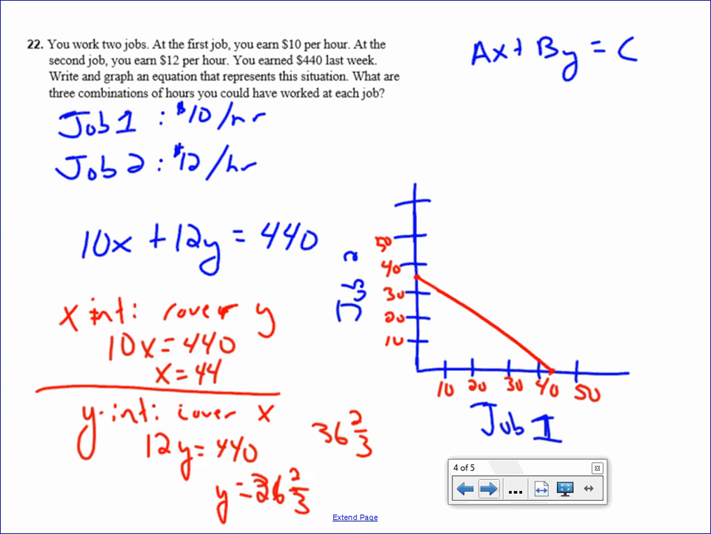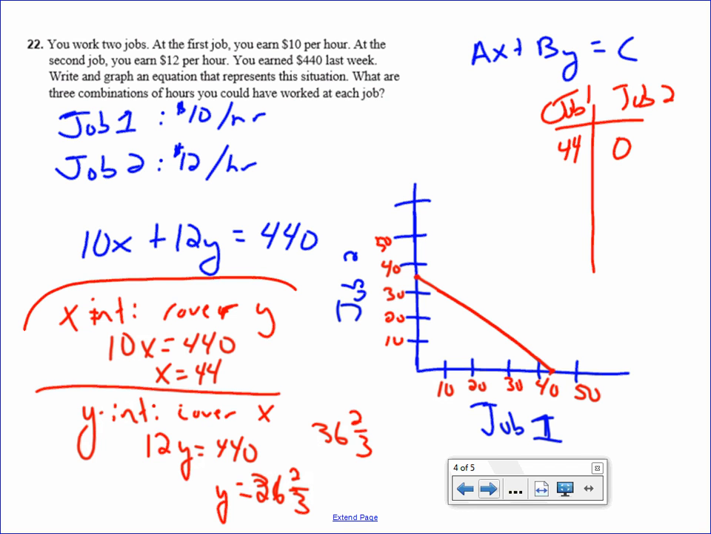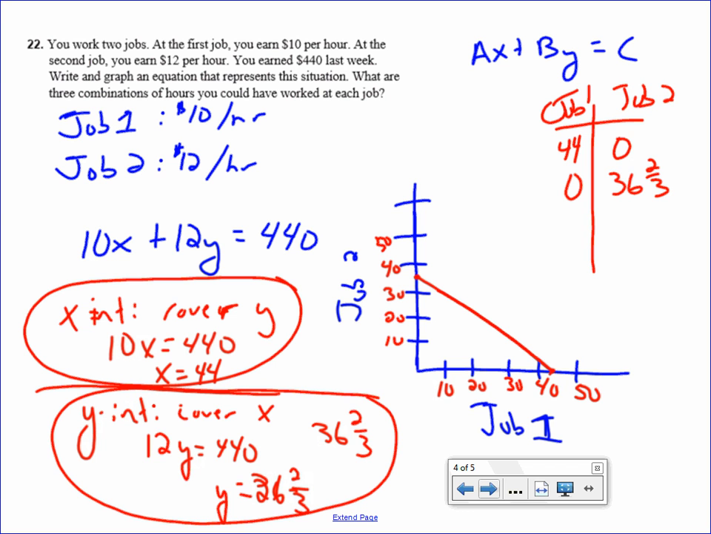So what are 3 possibilities for this? You may want to make a t-chart. Job 1, job 2. So I know that if I work at job 1, if I work 44 hours, I don't have to work at job 2, because that's what I found right over here with this part. Okay? I could work no hours at job 1, and I could work 36 and 2/3 hours at job 2. That's what we found down here. So then all we have to do is find one other possibility of hours.